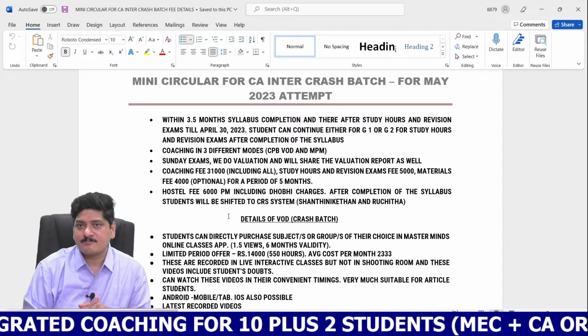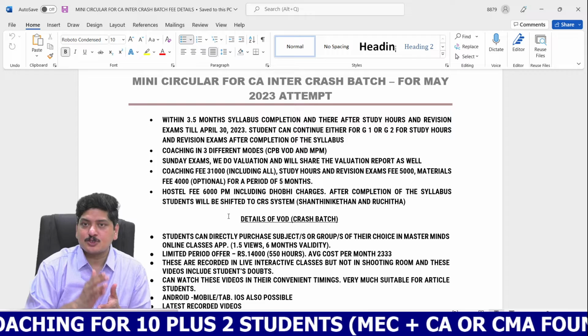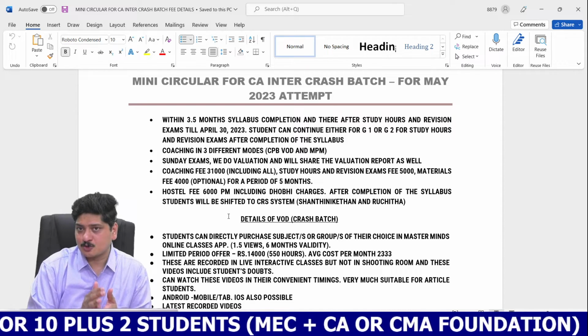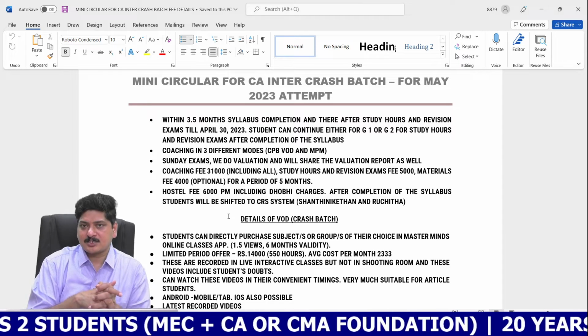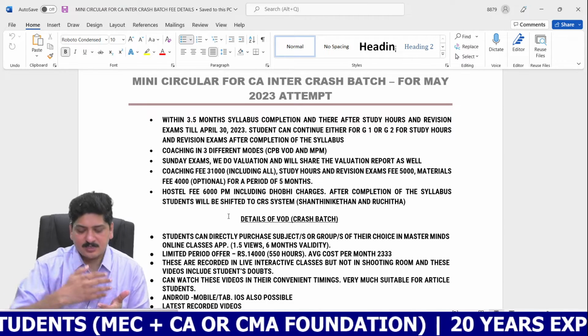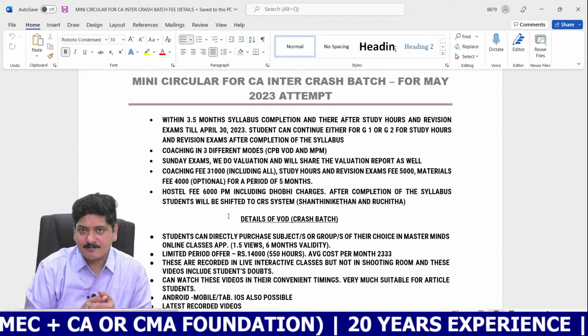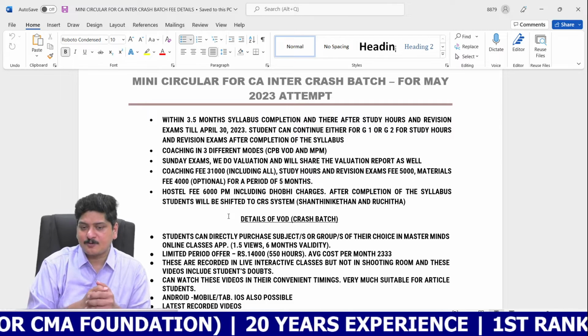For group 2 regular batch, the fees is 31,000, which includes the coaching fees and the studies and revision examinations fees also. Sorry, let me repeat. What's the fees for group 2 regular batch, which is for a tenure of 5 months? It is 31,000. Plus, buying the material is mandatory. It will cost you 4,000 rupees a group.